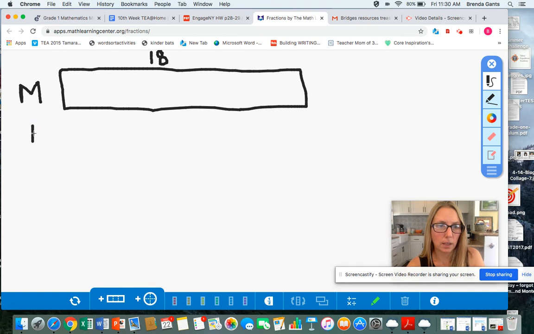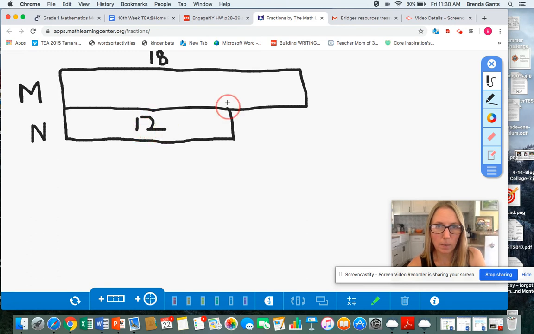And Nikhil, starting at the same spot, is 12. So I need to go further than that. 12 is more than half of 18, so I'm going to put it there. He's 12. Okay, so that means this part of the 18 is 12, 13, 14, 15, 16, 17, 18. And this part would be 6.